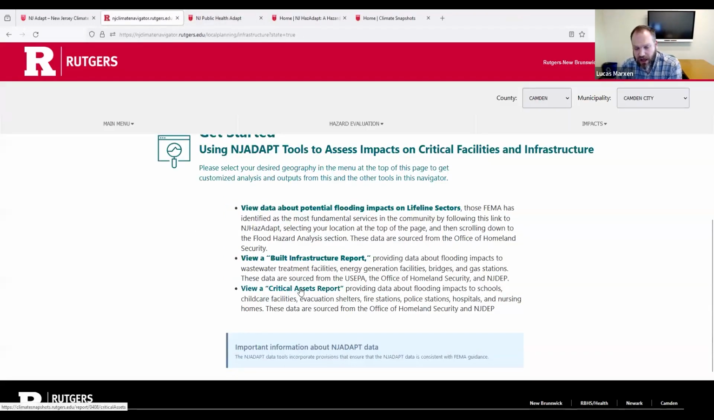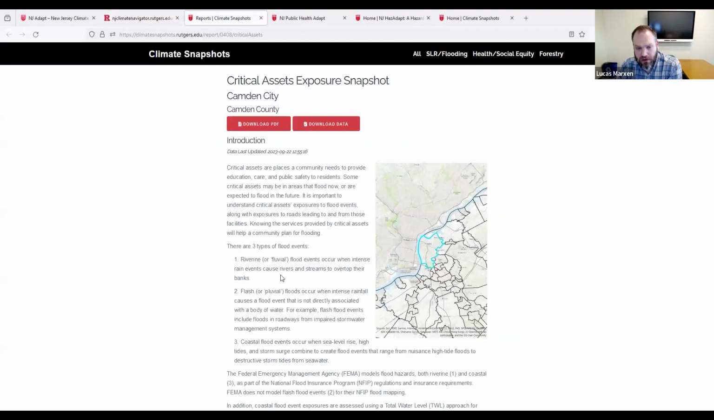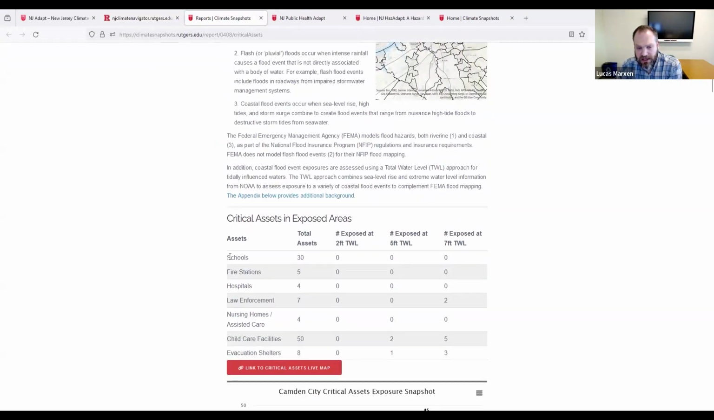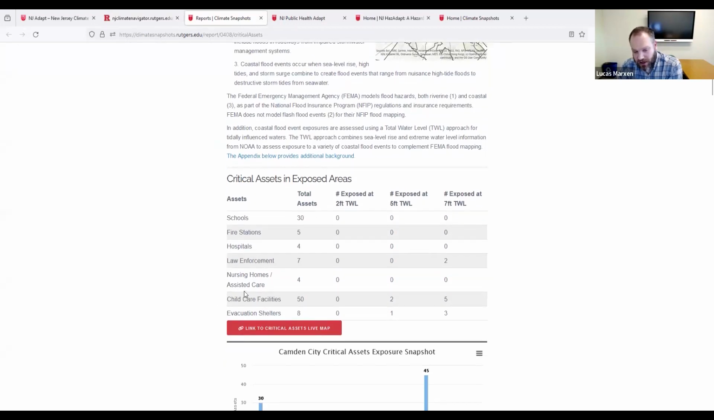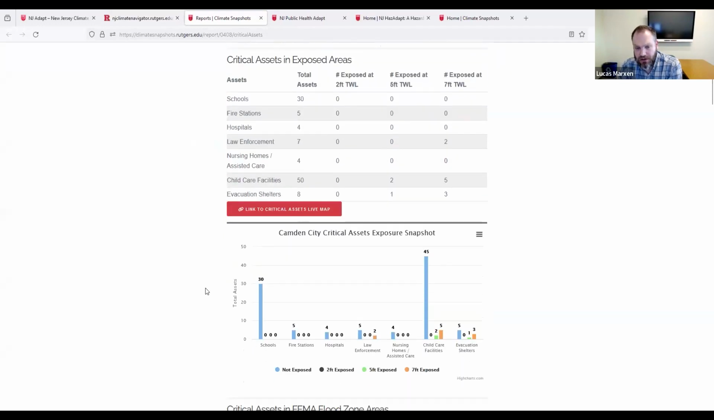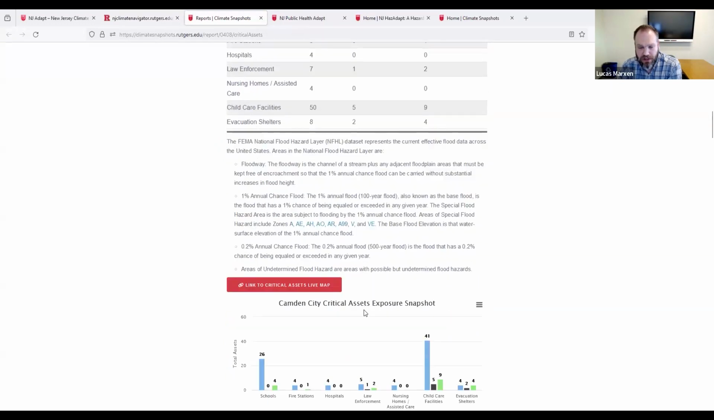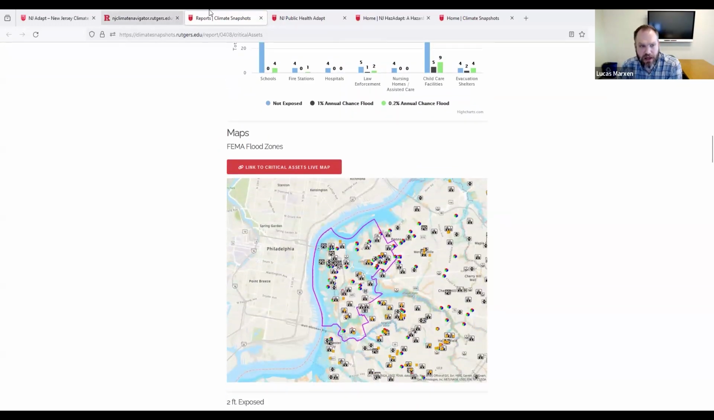And finally, the last one we have is our critical assets report, which is the same as the built infrastructure report, except this one focuses on critical assets such as schools, fire stations, hospitals, law enforcement facilities, nursing homes and assisted care facilities, childcare facilities, and evacuation shelters. But it has the same format in terms of showing the exposure to the different types of flood events, as well as the maps.